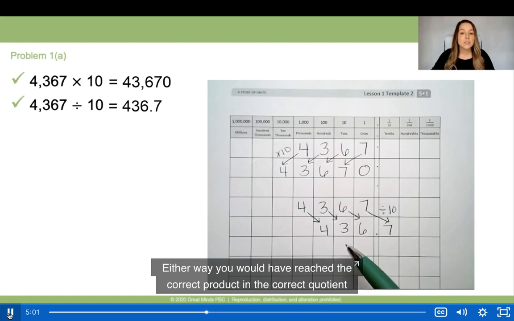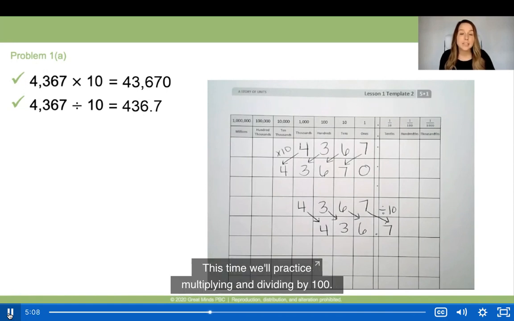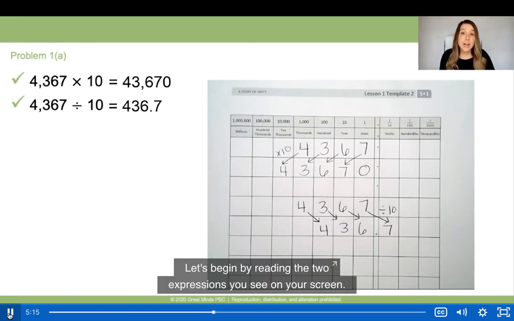Then shifted over every other digit. Either way, you would have reached the correct product and the correct quotient when multiplying and dividing. Let's try a few more. This time, we'll practice multiplying and dividing by 100.